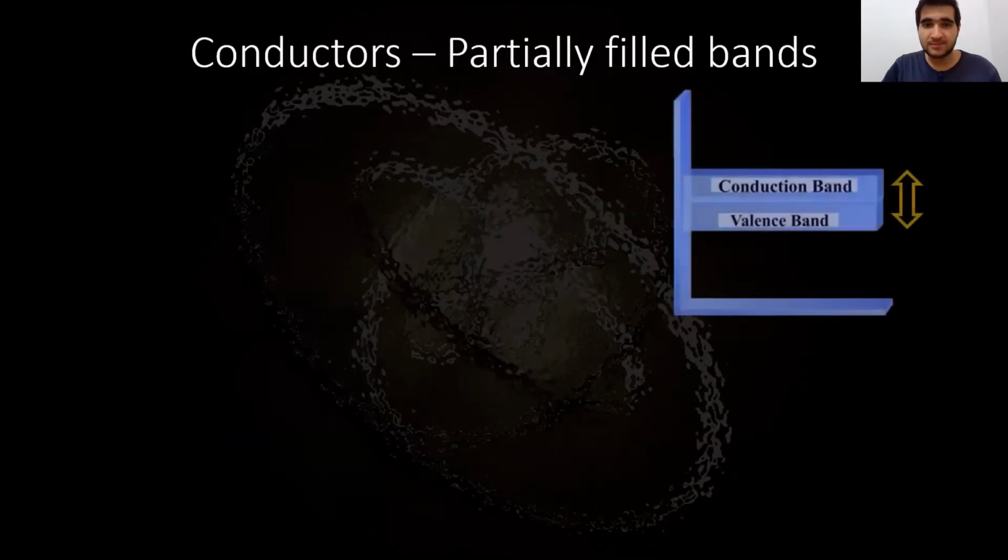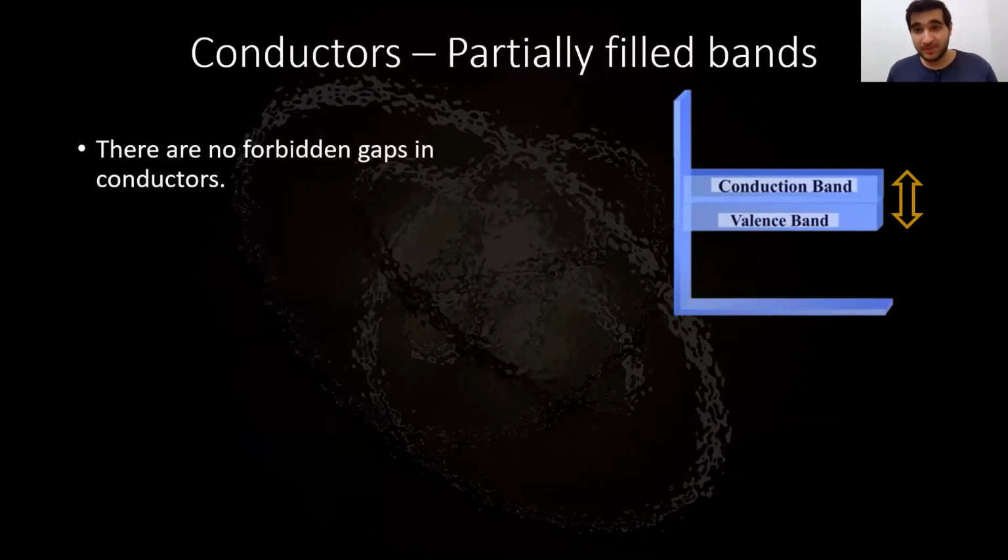Right off the bat, you can see from this graph that there's actually no gap between the valence band and the conduction band. And you're right, there are no forbidden gaps in conductors. That's what makes them so great at conductivity. Because there's no gap anymore, the electrons can just freely move from the valence band to the conduction band. So what's the difference between a partially filled band and an overlapping band?